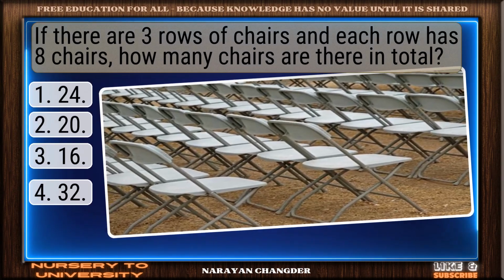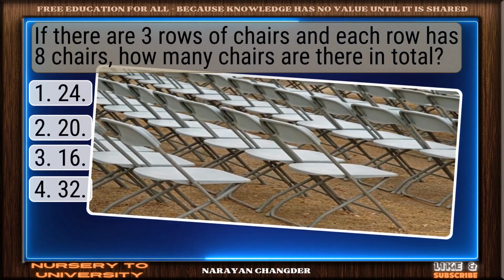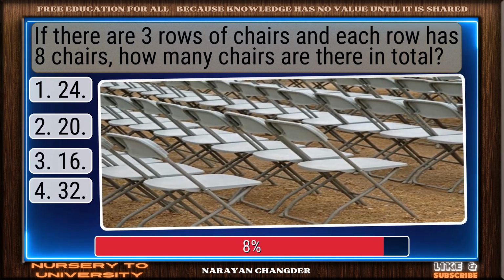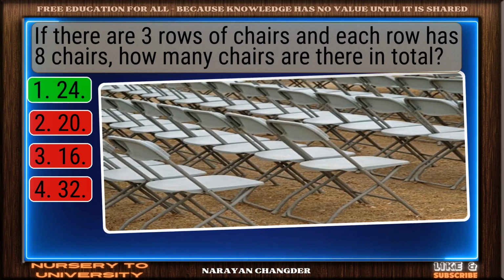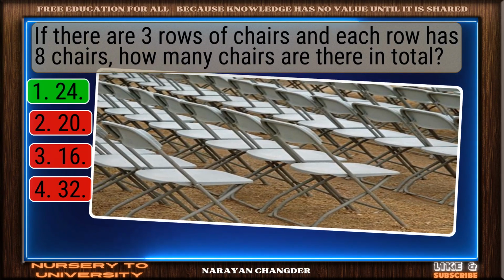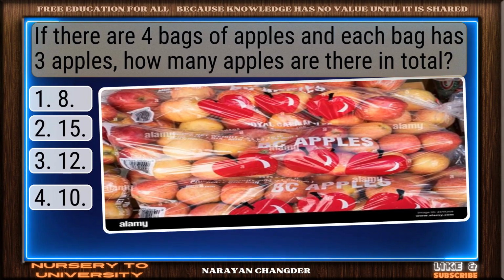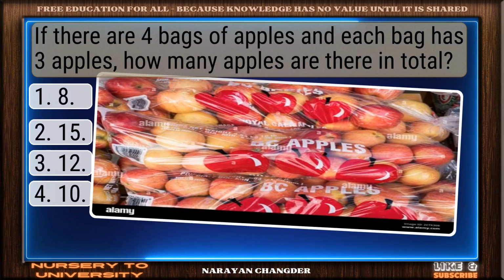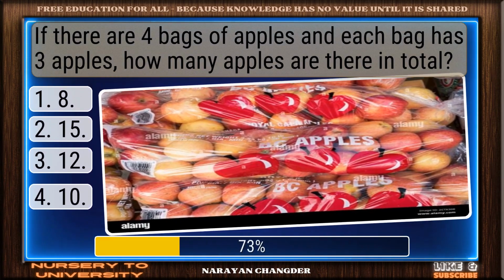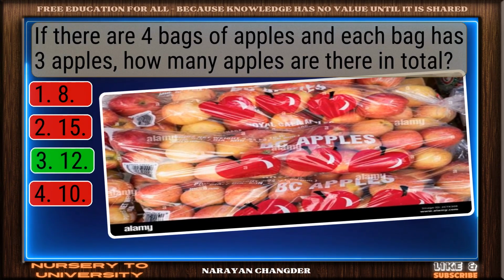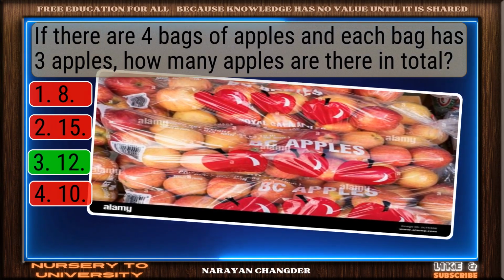If there are 3 rows of chairs and each row has 8 chairs, how many chairs are there in total? Perfect. 24 is the correct choice. If there are 4 bags of apples and each bag has 3 apples, how many apples are there in total? You're right. 12 is the correct answer.